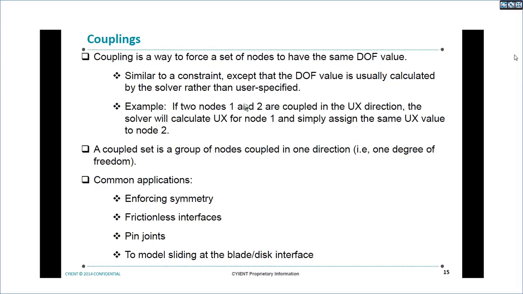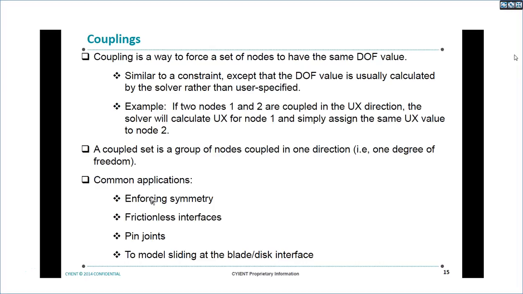Because of this, the deflections are calculated at this location, and these deflections will be informed to this location. So at the end, this stiffness matrix will be non-singular, and the overall model will avoid rigid body motion. So this is what it is explaining here. Similar to a constraint, except that the degrees of freedom value is calculated by the solver rather than user specified. So here, degrees of freedom will be calculated by the solver at this location because of coupling.